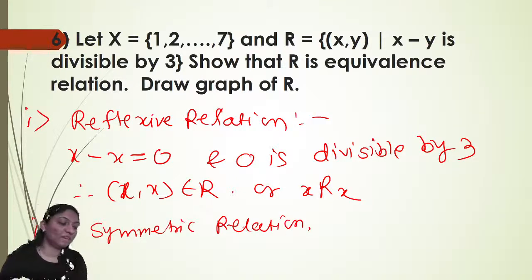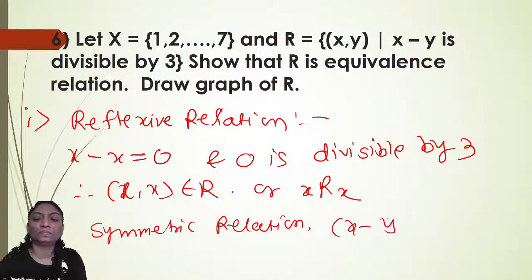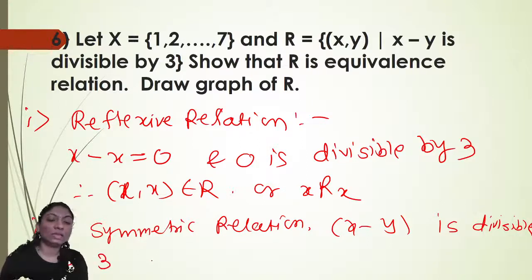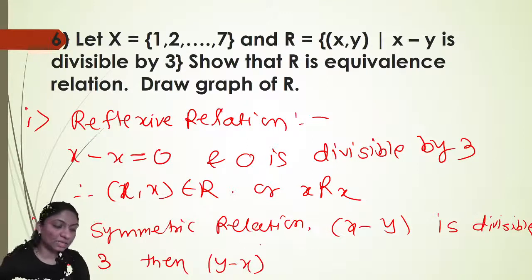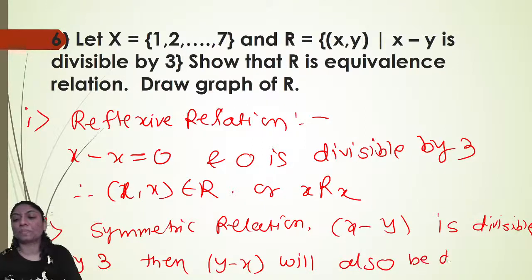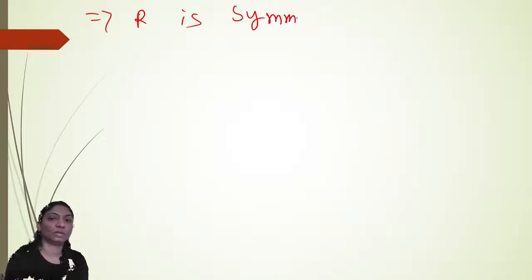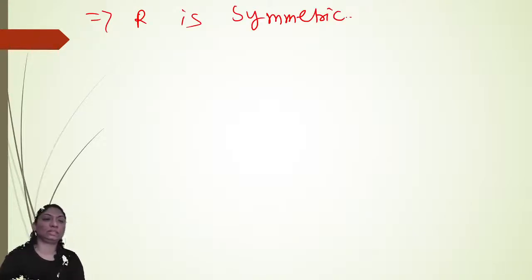If x minus y is divisible by 3, then y minus x will also be divisible by 3, which implies R is symmetric. Third one, transitive relation.